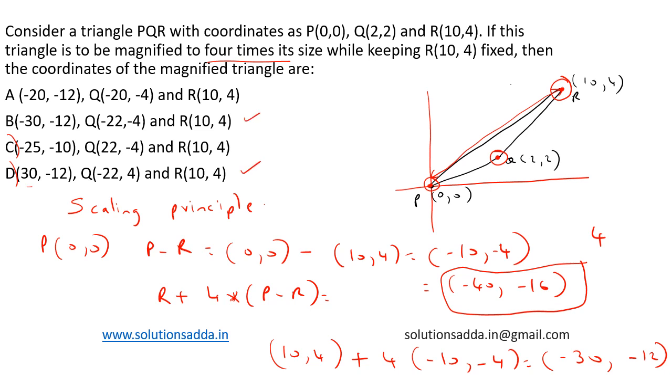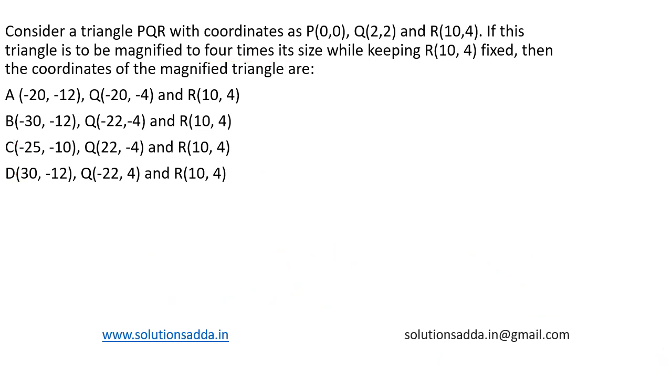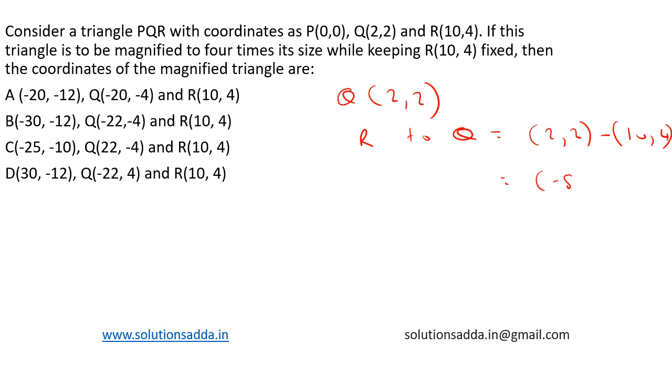Now let's see how to calculate the coordinate for point Q. The point Q is initially at (2,2), and the vector from the fixed point R to Q can be calculated as (2,2) minus (10,4). This is equal to (-8,-2). Since our scaling factor is 4, we multiply it. So we are getting (-32,-8).